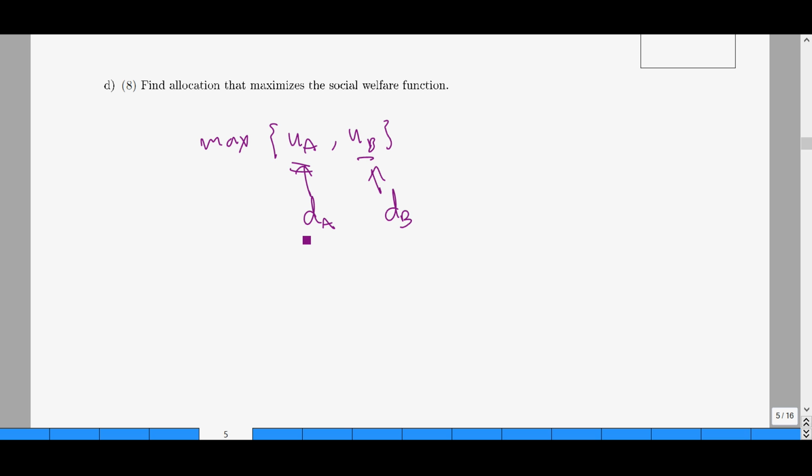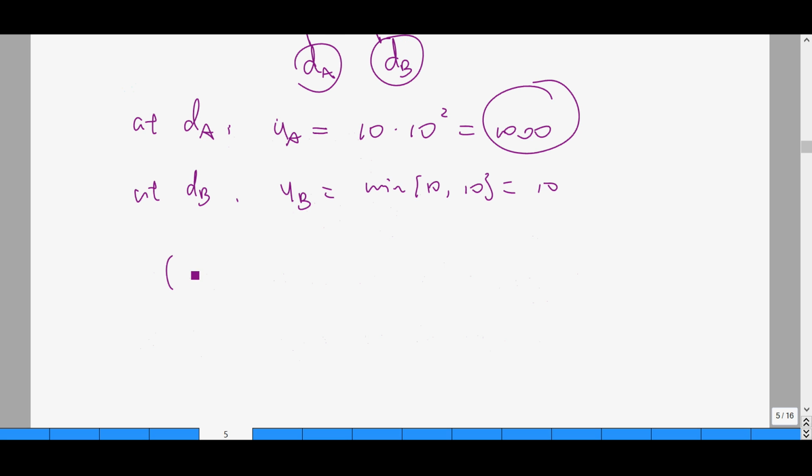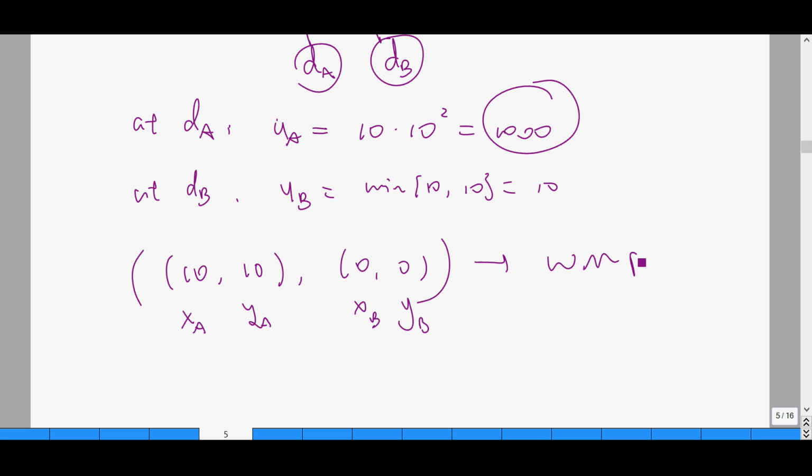So dictator point A, let's just evaluate them. So at dictator point A, we basically give UA everything. So UA is 10 times 10 to the power, so it's 1000. And at dictator point B, UB is equal to the minimum of 10 and 10, which is 10. So obviously this is so much larger. So giving everything to A, that's the way you write it down. That's XA, YA, XB, YB. This point is the welfare maximizing point. And that's all you need to write.